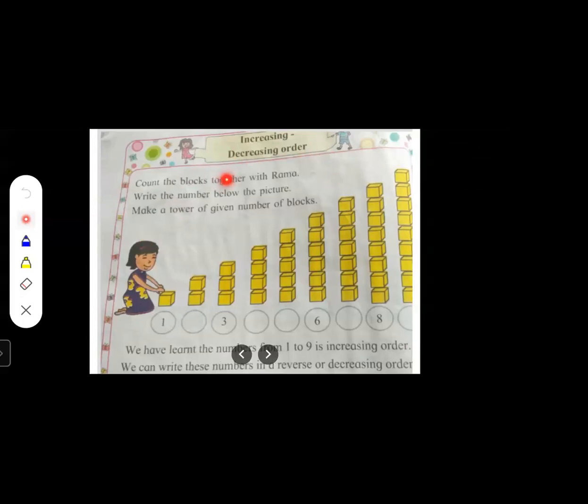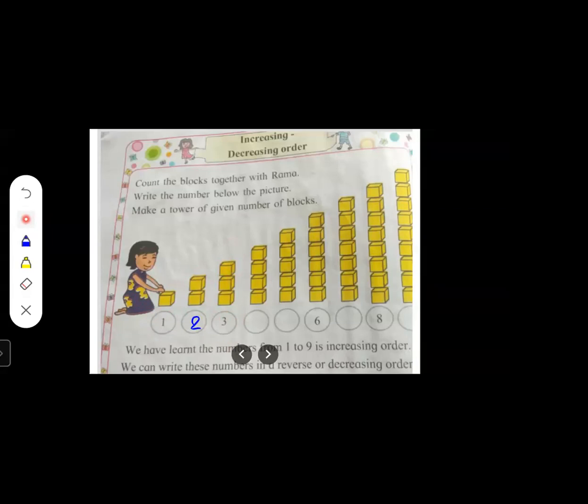See here, Rama is sitting over here and she has made a tower of the given blocks. So we have to help her to arrange the blocks and count the blocks. First one, one block, so she has written 1 over here. Here, how many blocks are there? Count with me. 1, 2. So here we are going to write 2. Next one, how many is it? 1, 2, 3. So 3 is written over here.